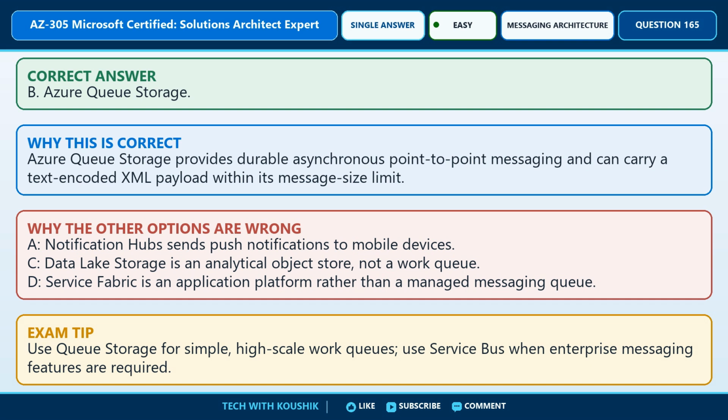Notification Hub sends push notifications to mobile devices. C. Data Lake Storage is an analytical object store, not a work queue. D. Service Fabric is an application platform rather than a managed messaging queue. The key takeaway is use queue storage for simple, high-scale work queues. Use Service Bus when enterprise messaging features are required.